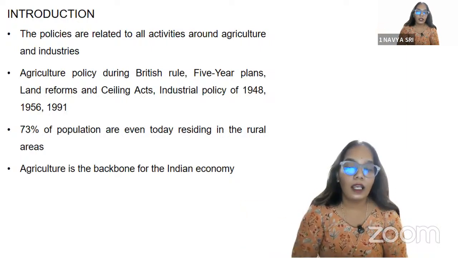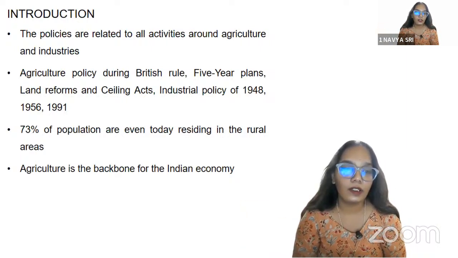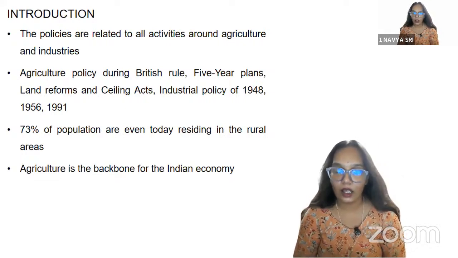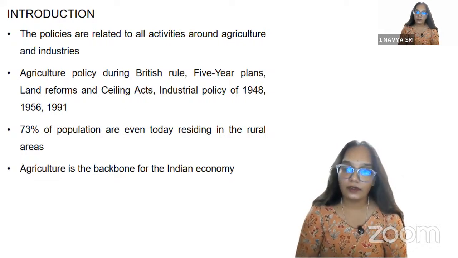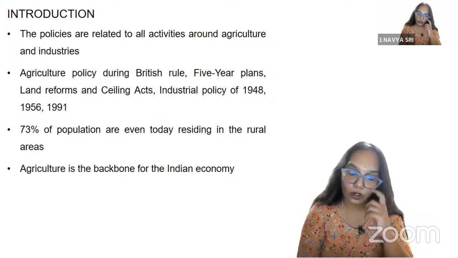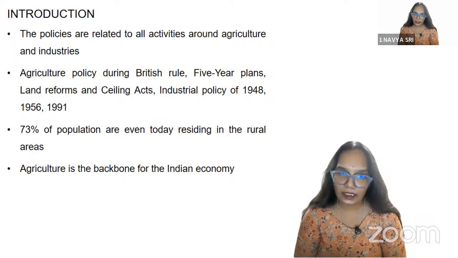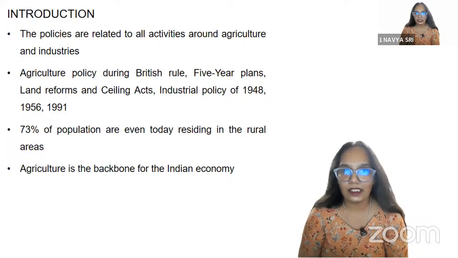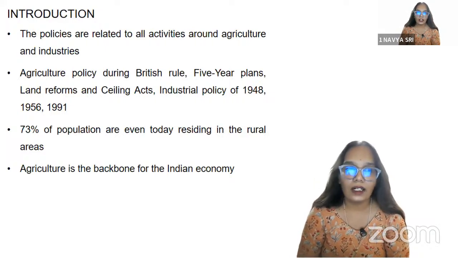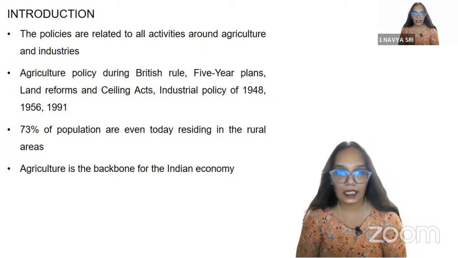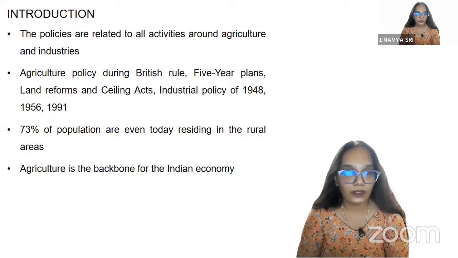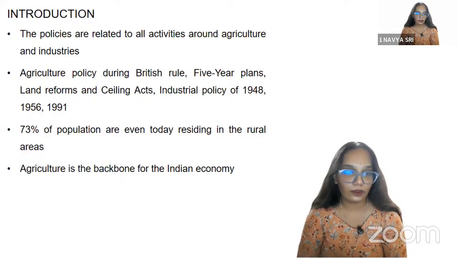And we will be discussing agricultural policy during the British era, and the 5 year plans, whose main agenda or scope is around agriculture and the development of industries, basically industrialization, land reform, ceiling acts, and the industrial policies of 1948, 1956, and 1991.